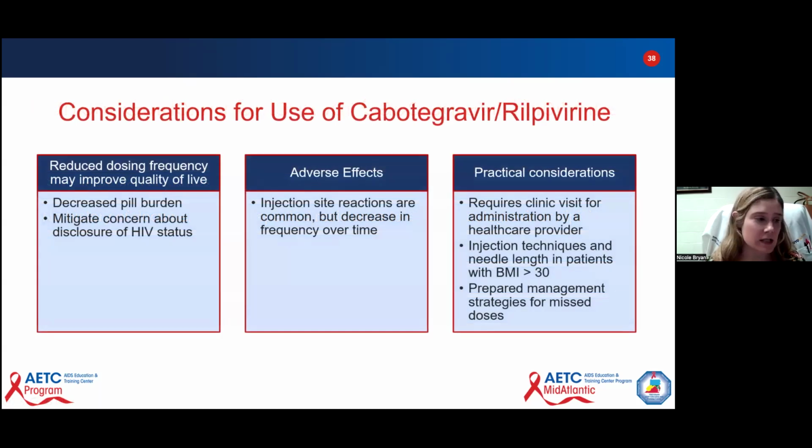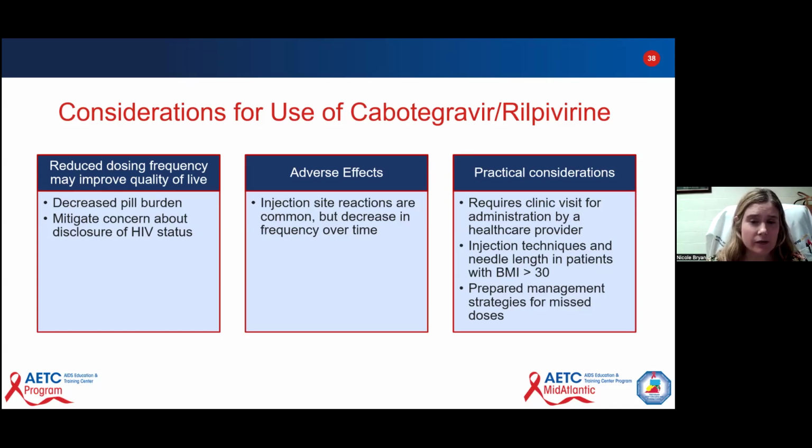So some considerations for using: it does reduce the dose frequency, so that can really improve their quality of life, decrease that pill burden. Patients really feel freed a little bit from having to worry about taking their medications every day, that life might get in the way and they might forget. And it also helps mitigate concern about disclosure of their status. So if they're not having to take medications with them everywhere they go, or worry that somebody's going to find their pill bottle, they just say, oh, I got to go to the doctor, have a quick doctor's visit and get their injection. It really helps their quality of life.